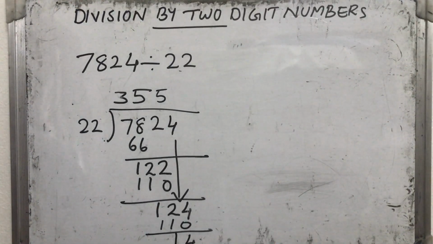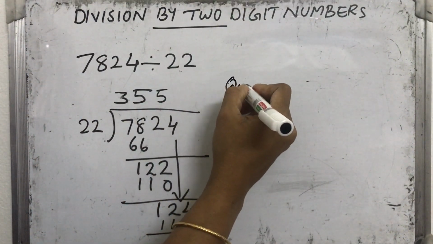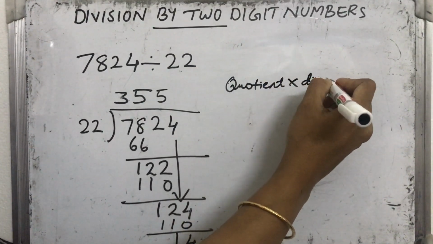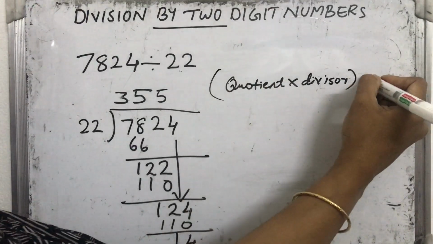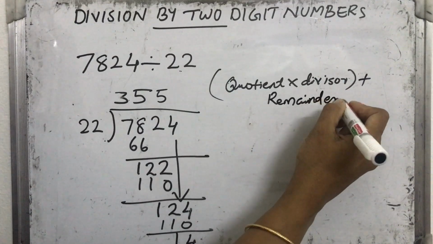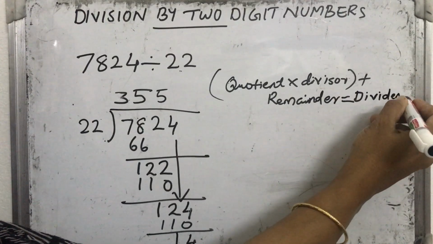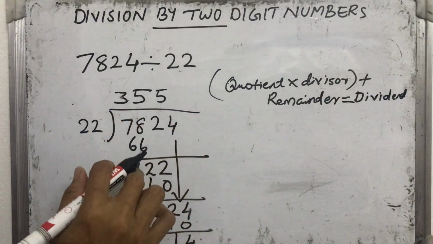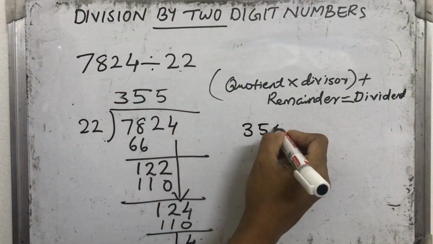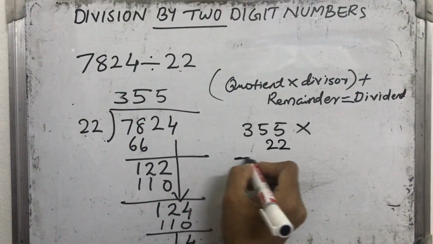First multiply the quotient with the divisor, that is quotient into divisor plus remainder. Okay, when we do this calculation, what answer will we get? Its answer will be the same number as the dividend. Okay, dividend. So first we can check whether it is correct or not. Quotient here, the quotient we got is 355. 355 when we multiply with the divisor 22, what will be the answer?